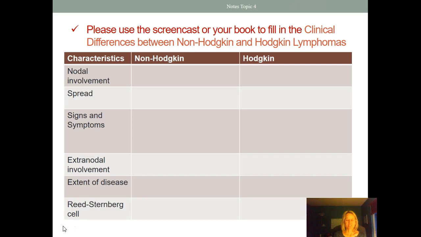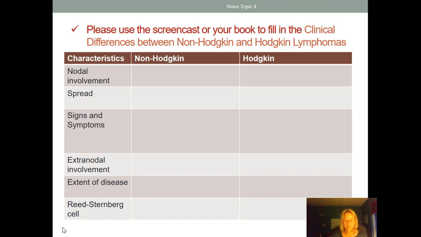Okay, on this slide, I'd like you to get out your pen and paper and do some writing. So you can use my talking, the screencast, or you can also use your book to compare and contrast non-Hodgkin's with Hodgkin's disease. So first of all, if we look at nodal involvement, in non-Hodgkin's disease, it involves multiple peripheral lymph nodes. In Hodgkin's disease, it is usually localized to a single group of nodes, usually above the diaphragm. The spread in non-Hodgkin's is non-contiguous, while in Hodgkin's it is contiguous.